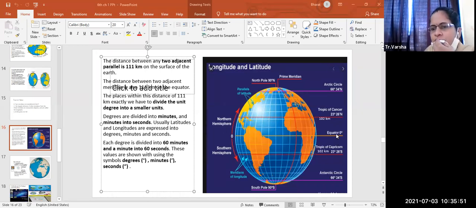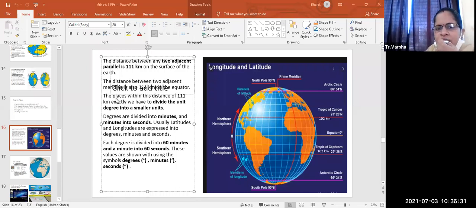If you see the equator, we have the same 111 kilometers. As we start moving towards the North Pole, we reach 90 degrees. On the Tropic of Cancer, you can see 102 kilometers written. The same is there on the southern side, at the Tropic of Capricorn, 102 kilometers, as on the equator it is 111 kilometers.